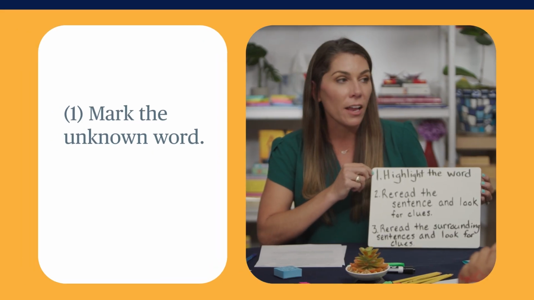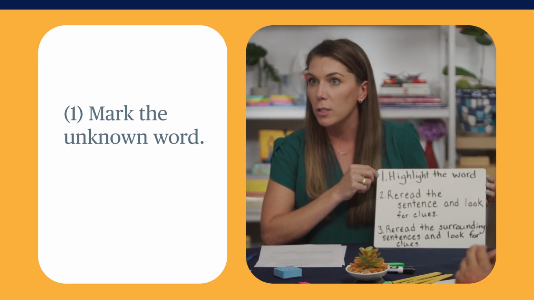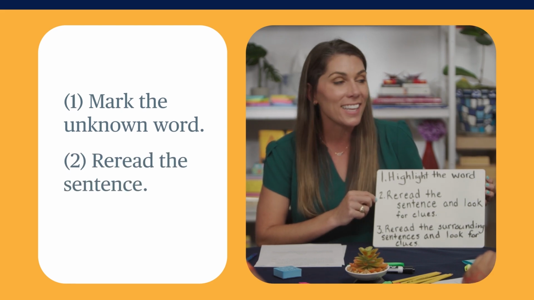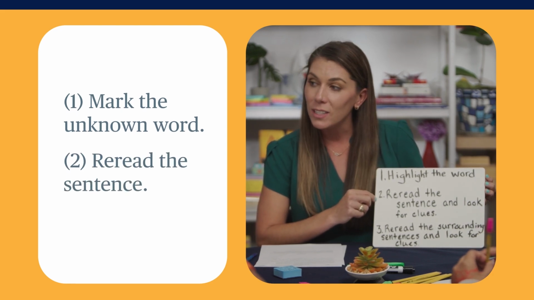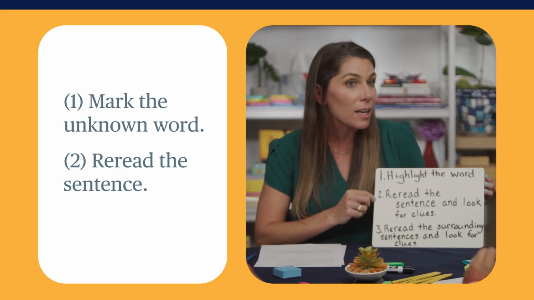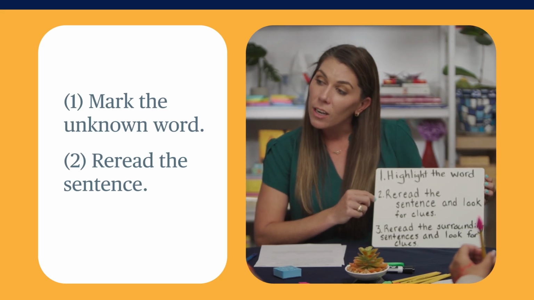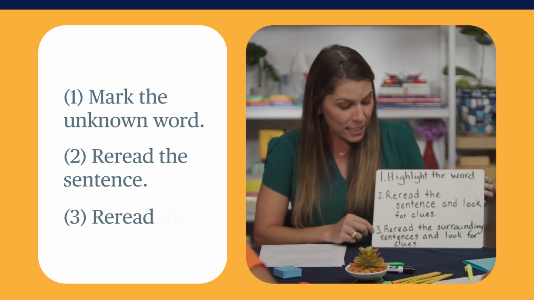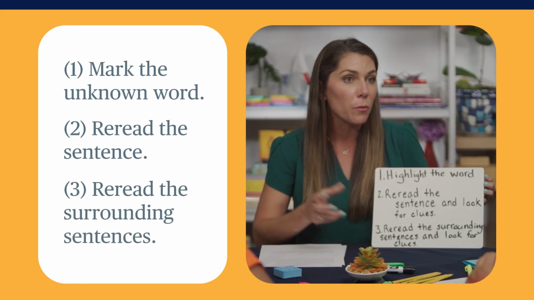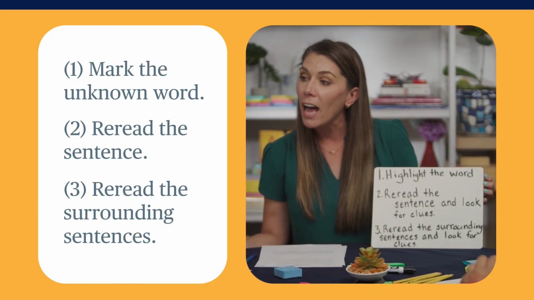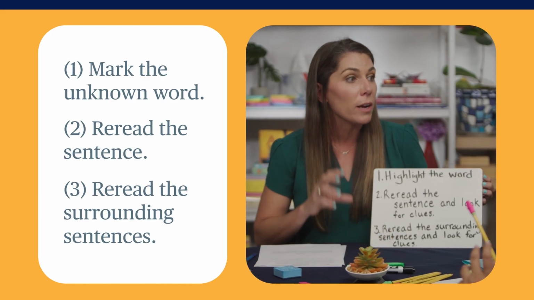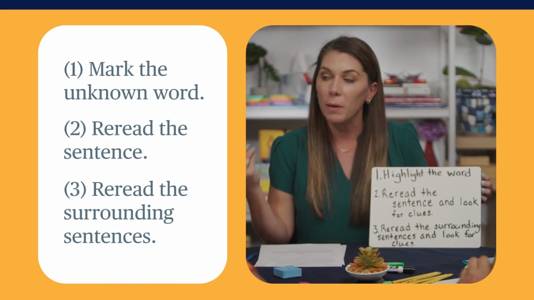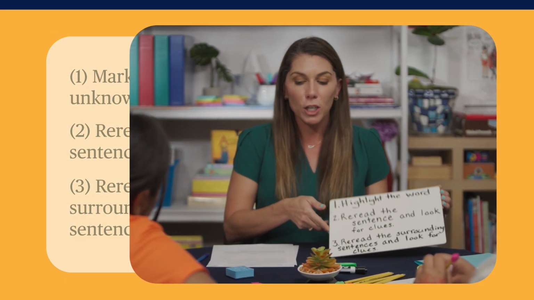First is that when we come to that unknown tricky word, we need to mark it in some way. So we can highlight it, we can underline it. Second, we're going to reread the sentence that the unknown word is in and look for clues in that word. So this could be a synonym of the word. It could be a definition of the word that's embedded in that sentence. If that doesn't work, my third step is I can reread the surrounding sentences. So I can reread the sentence before, I can reread the sentences after, and I can look for clues in those surrounding sentences. These might be examples of the word that give me more information about what that word might be about. So watch me as I do this.